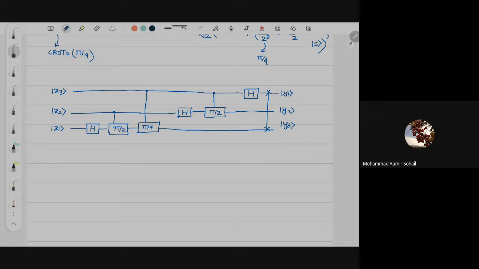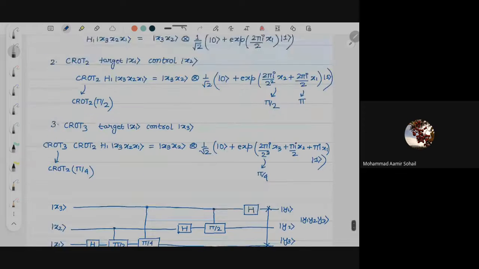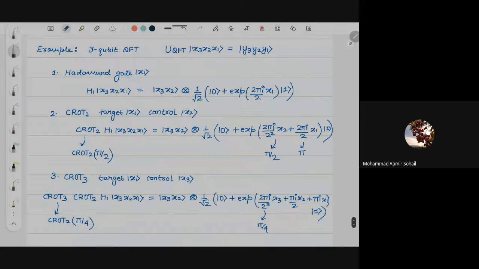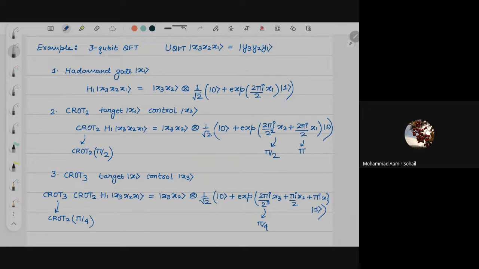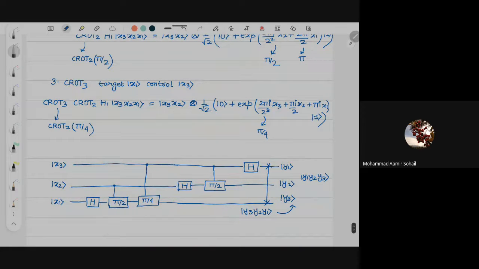So without this swapping, we were getting y3, y2, y1, but after swapping we have the output in the correct order, y1, y2, y3, what we want. So this was the small description for the theory part of this implementation of the 3-qubit gate. I just did it for the first one acting on x1, but we can do it for x2 also, and it's fairly straightforward. Just apply the Hadamard and then pi by 2, and it will change the other state, x3.